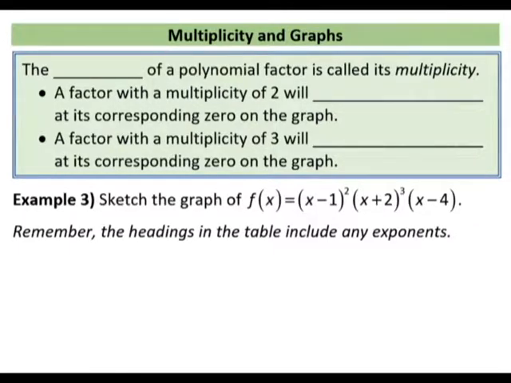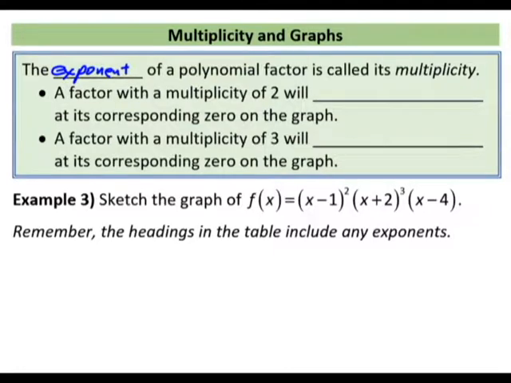This is part 2 of Pre-Calculus Notes for Essential Skill B3, Sketching Polynomial Graphs. Here we look at multiplicity. The exponent of a polynomial factor is called its multiplicity. In example 3, we say that the x minus 1 factor has multiplicity of 2. We say that the x plus 2 factor has multiplicity of 3, and the x minus 4 factor has multiplicity of 1.